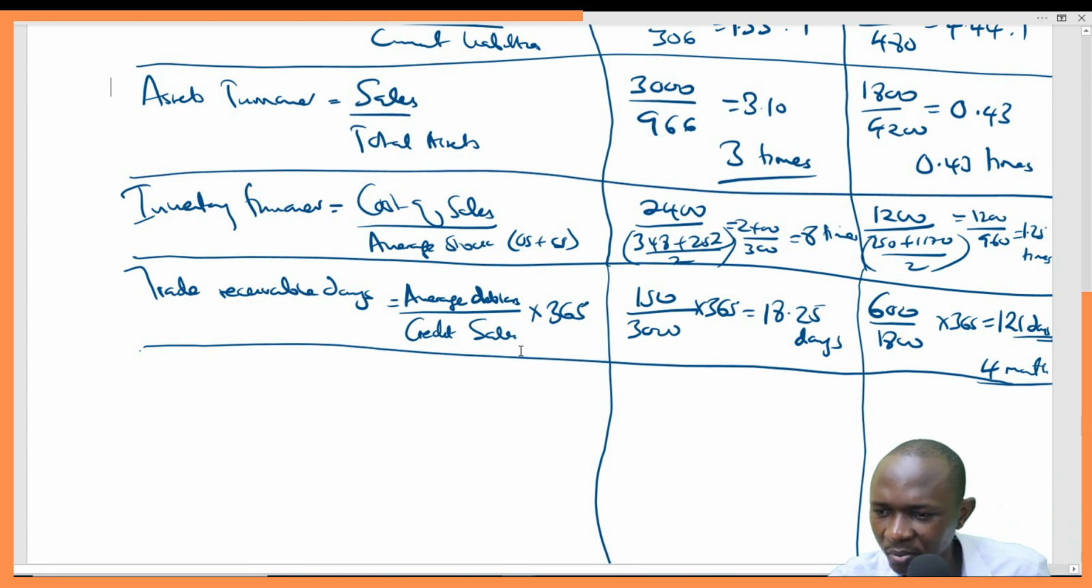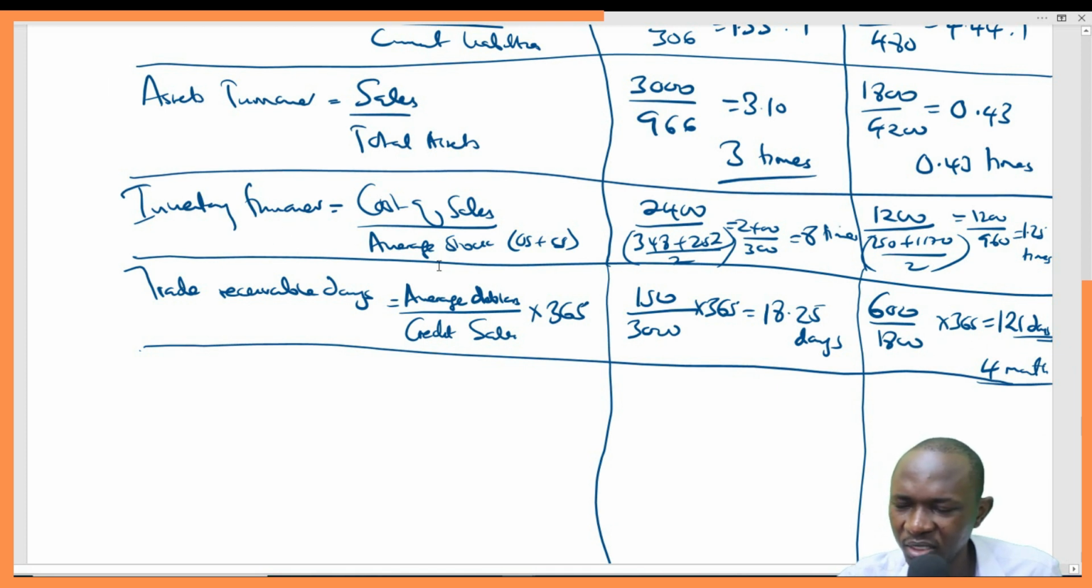Average debtors over credit sales. So 150, just take the debtors for that year, 18.25. Then for the second year, 600 over 1,800. This is the credit sale times 365. You get the answer in this.